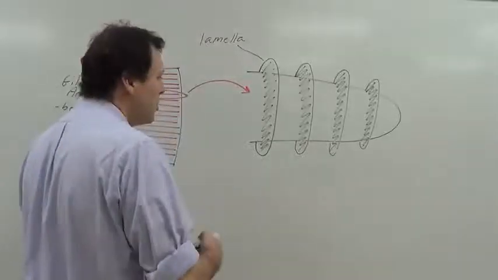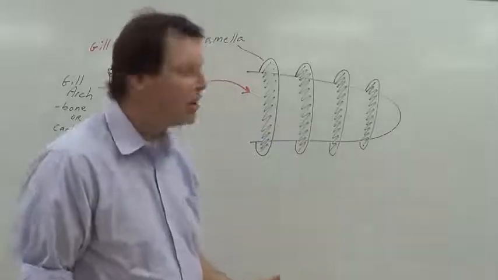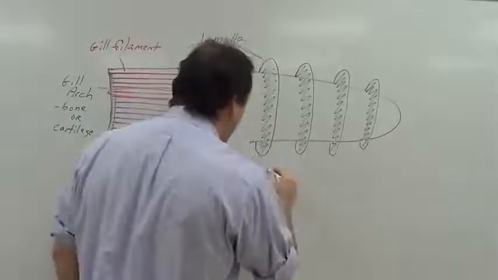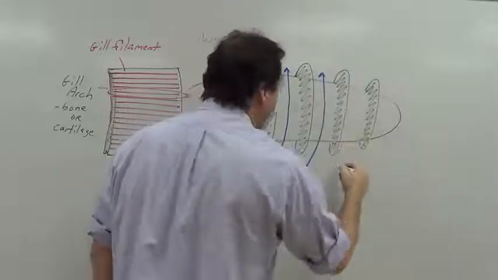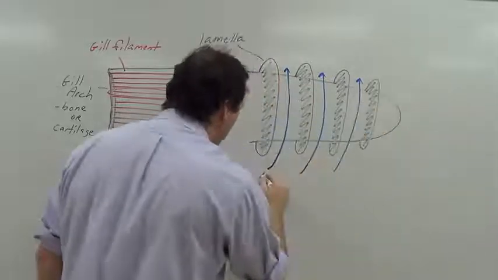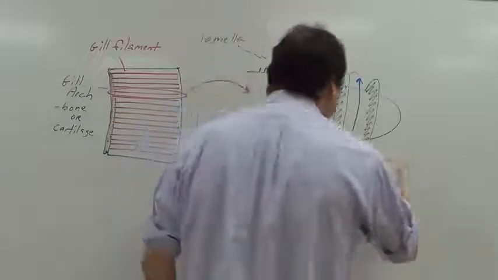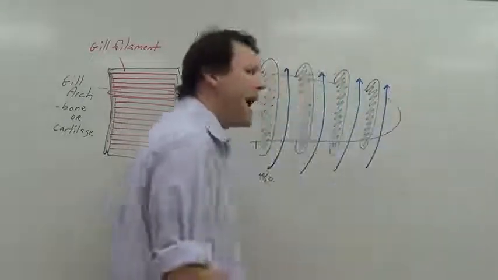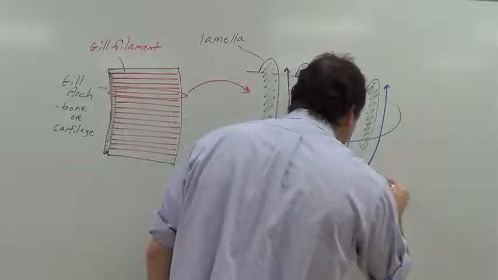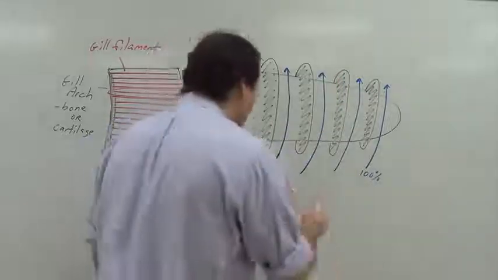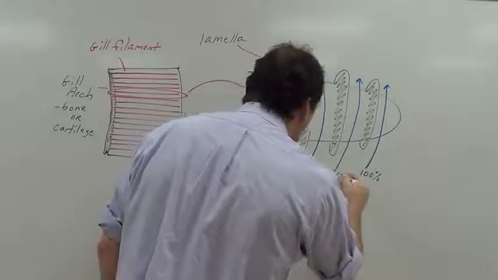Now the next thing I want to do is put some water going over this gill filament. And the water just doesn't go any direction. It's going to go a certain direction. So the water is going to go this way. Let's go ahead and label that water, H2O. And let's suppose that that water is 100% oxygenated. And I'm just making up some of these numbers here. It's 100%, meaning it contains as much oxygen as it possibly can. 100% oxygenated. And again, I'm just making up these numbers.